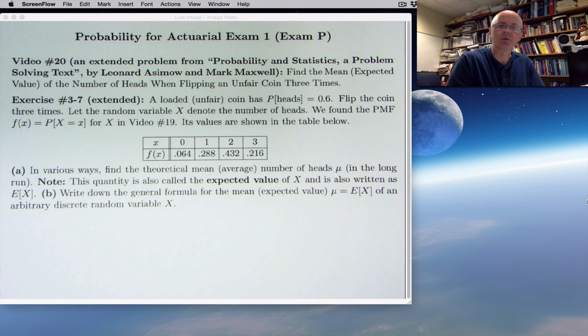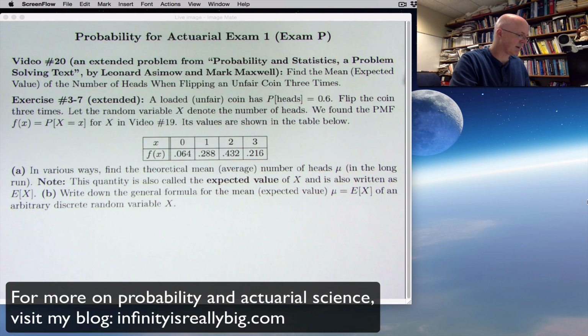Hi, video number 20 is going to be the very first video where I talk about a super important concept called the mean or expected value of a discrete random variable. We will be finding the mean or expected value in the same situation as video number 19. We're counting the number of heads when you flip an unfair coin 3 times.